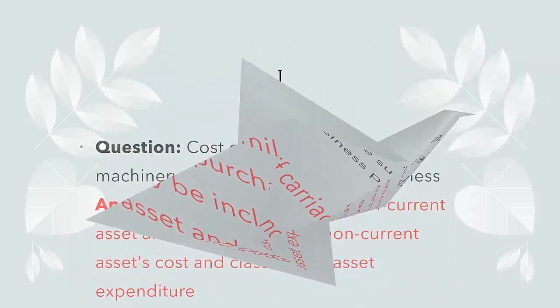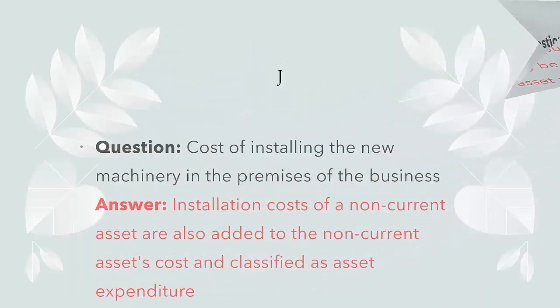J. Cost of installing the new machinery in the premises of the business. Answer: asset expenditure. Why? Installation costs for new machinery are necessary to make the asset ready for use. These costs are treated as part of the asset's total cost and are included on the balance sheet under machinery. These costs are not recorded as short-term expenses because they contribute to the long-term usability of the asset.